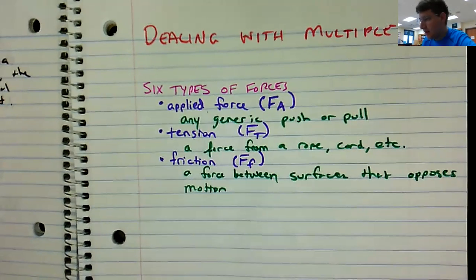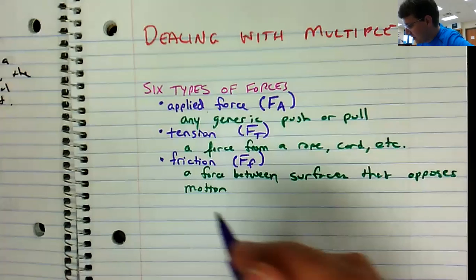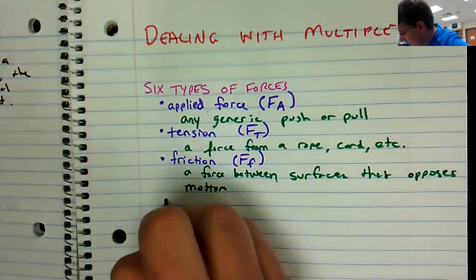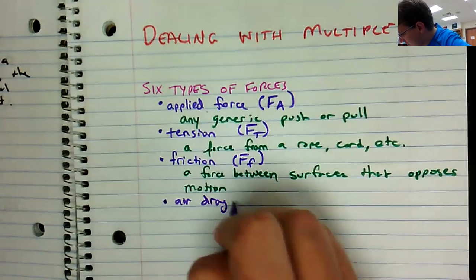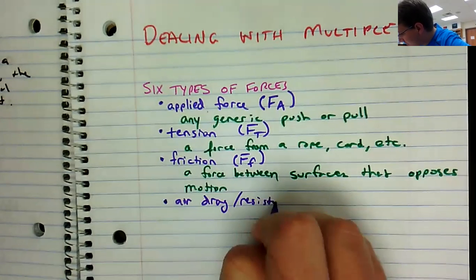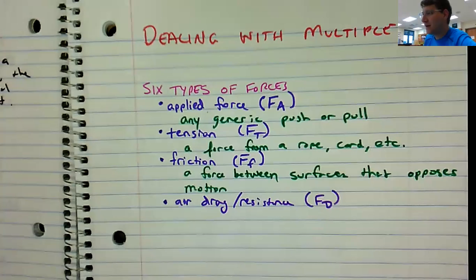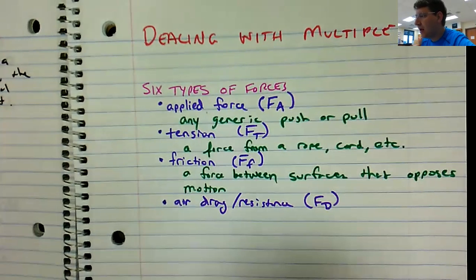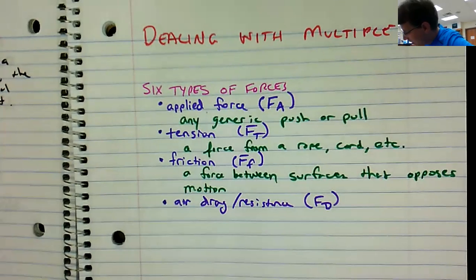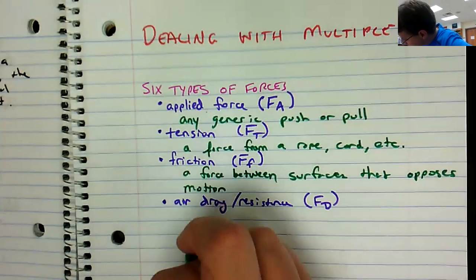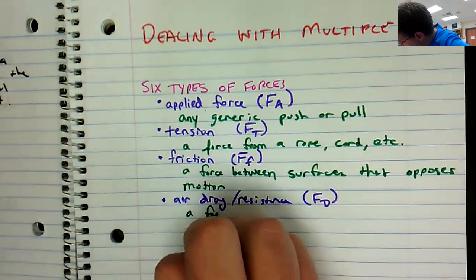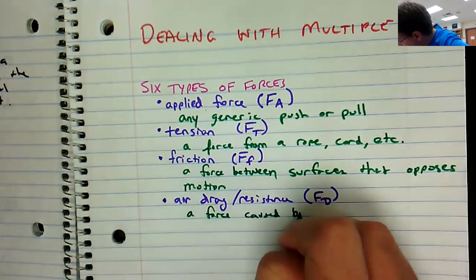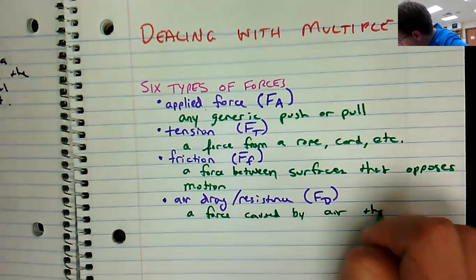All right. Next, we got 3 more forces. The next one is like friction, but we're going to call it air drag or air resistance. And we use the symbol FD for that. It's like friction in that it opposes motion, but it's not due to a surface, it's due to air. So we're going to say a force caused by air that opposes motion.